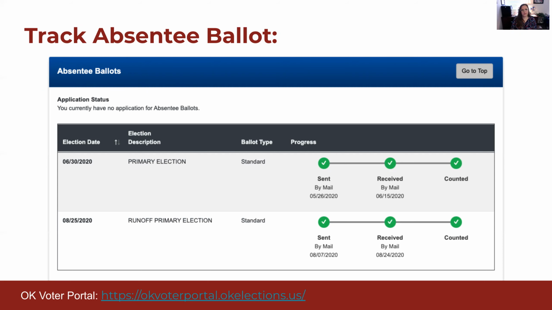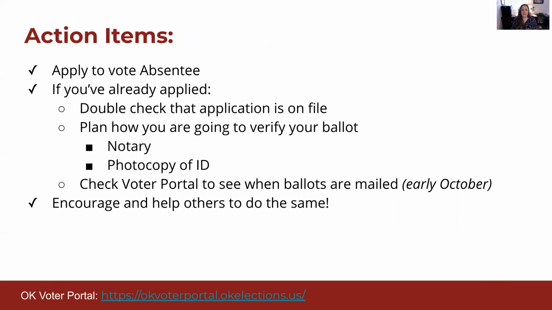So some action items that you can take today is apply, if you have not already, to vote by absentee, if that's your preferred method. And then if you've already applied, double check that the application is on file through that OK Voter portal. And then get ready to figure out how you're gonna use and verify your ballot on that affidavit ballot, which we'll do information about in subsequent videos.